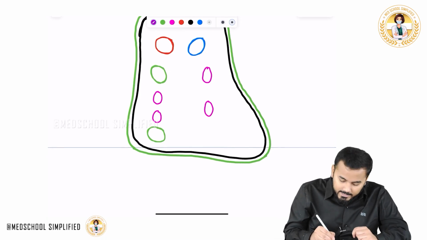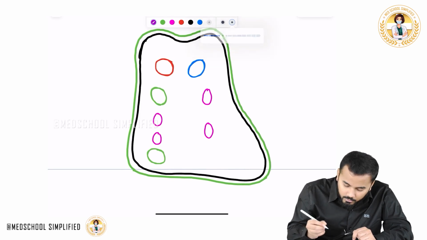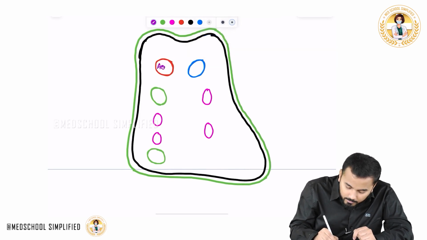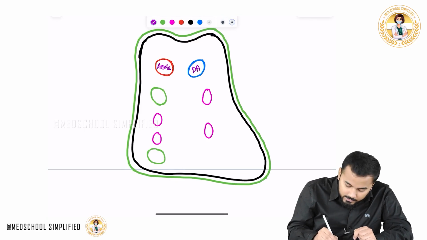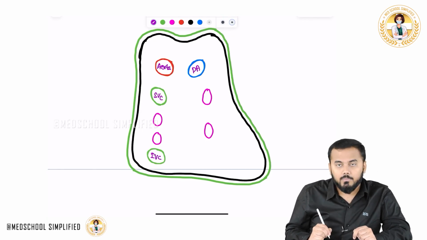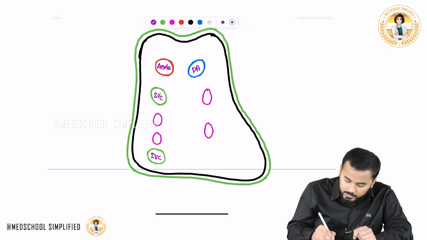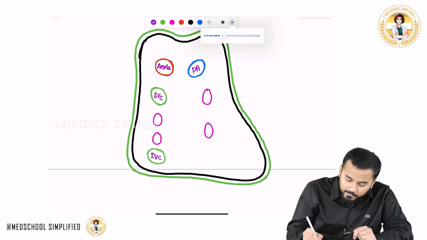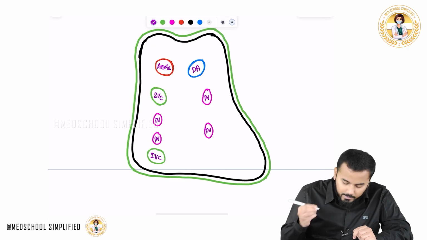Let me first write it down so that it would be easy for you. This is your aorta. This is your pulmonary artery. This is your superior vena cava, this is your inferior vena cava. And these two structures over here are called pulmonary veins. I'll write it as PV, pulmonary vein, here also pulmonary vein. I'll label it later on.